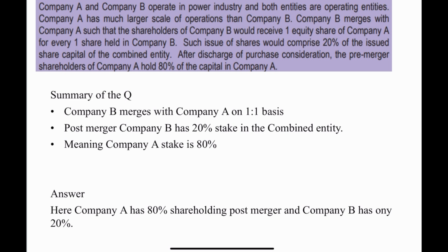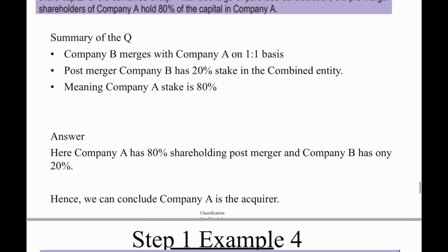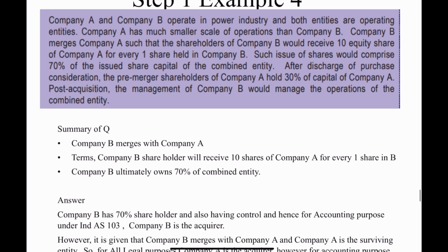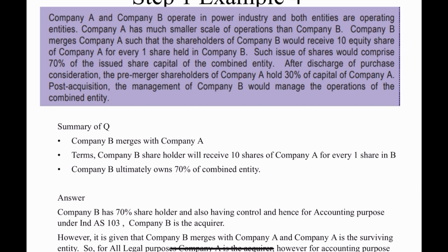So here company B merges with company A on a one-on-one basis, which means for every one share of B, one share of A will be issued. Right, so post merger, it is given that company B has 20% stake in the combined entity, which obviously means company A will have 80% stake of the combined entity. So since company A is having more than 50%, company A can be concluded as the acquirer. Okay, so that's good. Then I will move on to the fourth example.